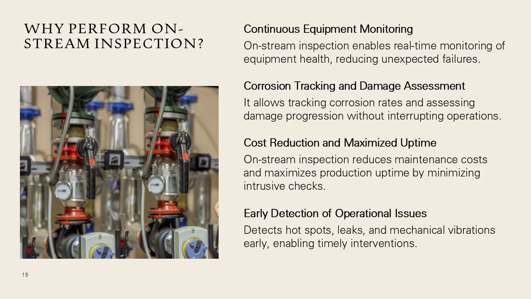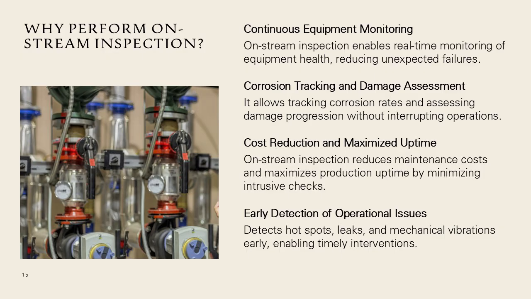This slide highlights the engineering motivations for conducting on-stream inspections. On-stream inspection allows continuous monitoring of equipment health, minimizing the risk of unexpected failures. It is essential for tracking corrosion rates in real time, assessing the progression of known damage mechanisms, and validating inspection models used in RBI.